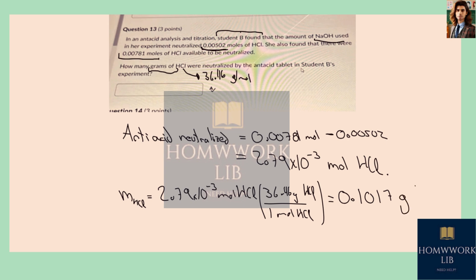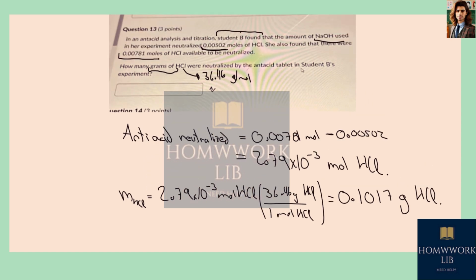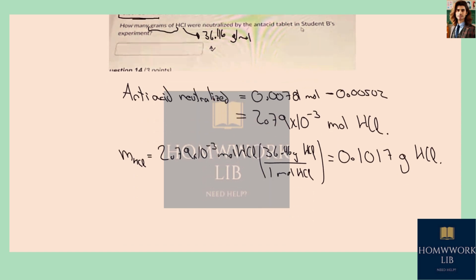0.1017 grams of HCl. In this case, rounding up to three significant digits, since all of the values provided in the problem contain three significant digits, the mass of HCl neutralized would be equal to 0.102 grams.